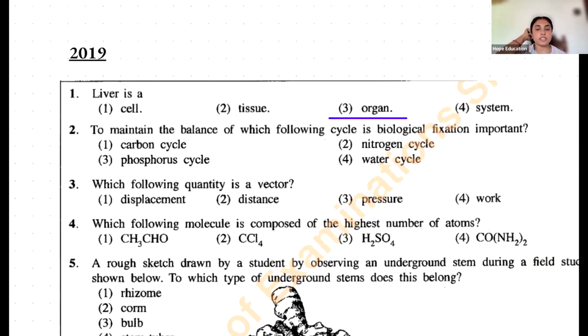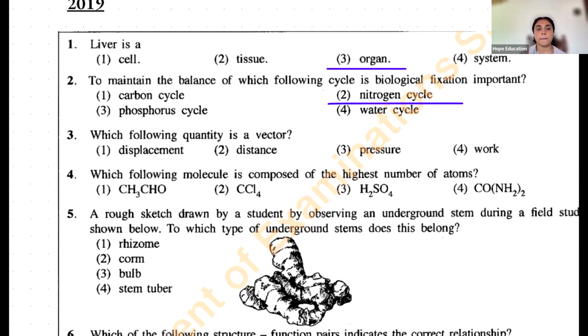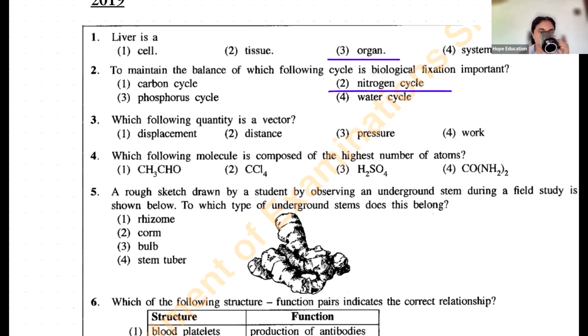To maintain the balance of which of the following cycles is biological fixation? That is in the biosphere. Now underline the answer, nitrogen cycle. Confirm it after the biosphere recording. Third one.